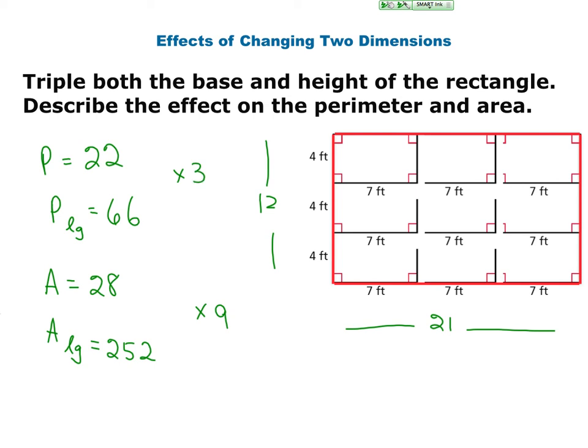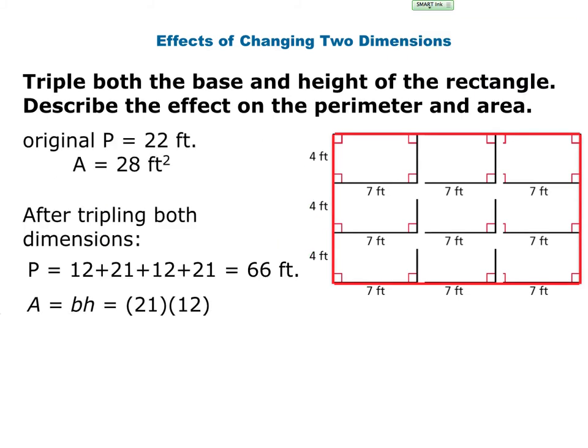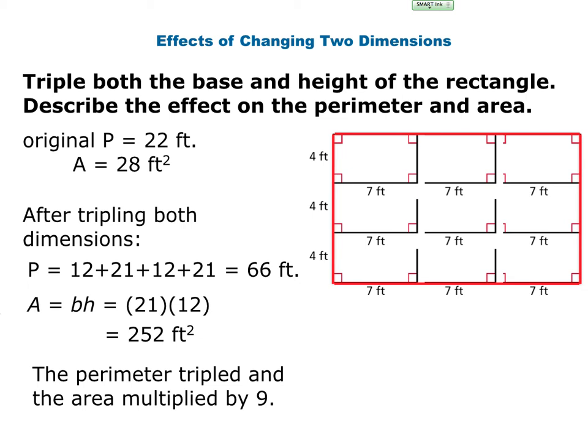Right, area takes in 2 dimensions. That's why we have the units of like square feet. So if you are multiplying by 3 in one direction and you're multiplying by 3 in the other direction, area uses both of those, and we're multiplying by 3 times 3, 9. It's 9 times as big if you do change both dimensions. All right, so we would answer perimeter tripled and the area was multiplied by 9.